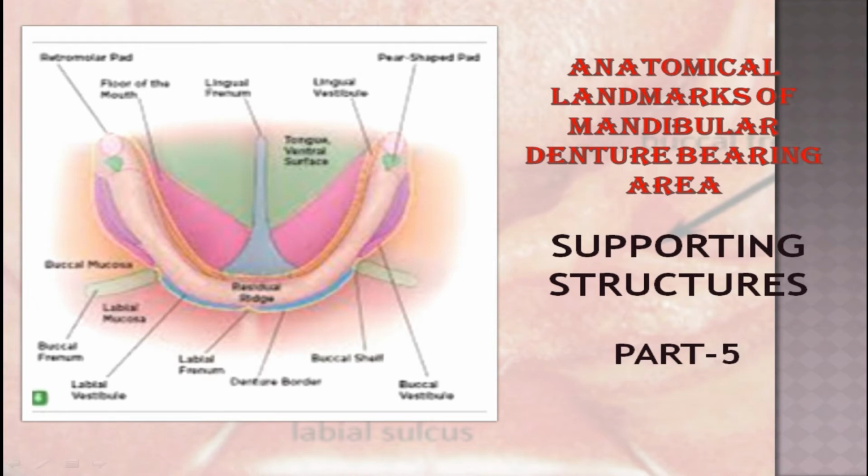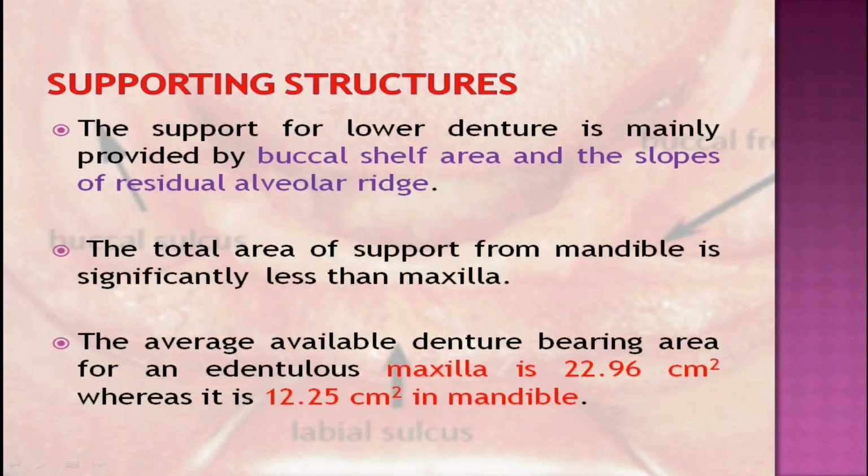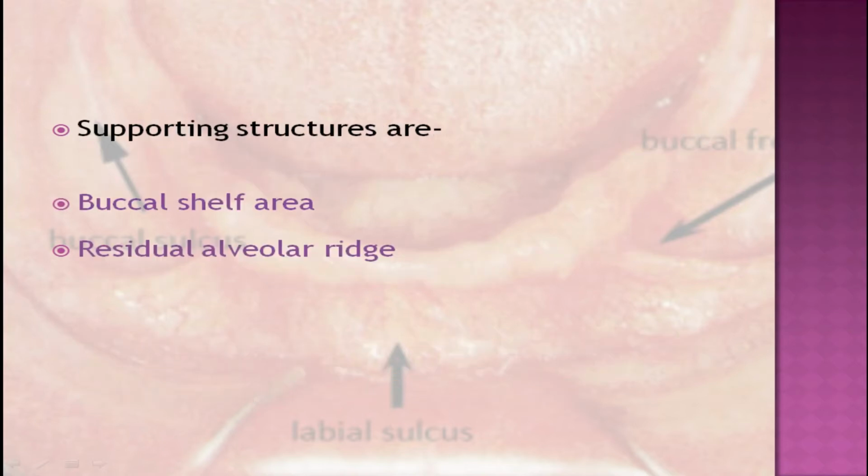The support for the lower denture is mainly provided by the buccal shelf area and the slopes of the residual alveolar ridge. The total area of support from the mandible is significantly less than the maxilla. The average available denture bearing area for an edentulous maxilla is 22.96 square centimeters, whereas it is 12.25 square centimeters in the mandible. That is almost half. Supporting structures are the buccal shelf area and the residual alveolar ridge.